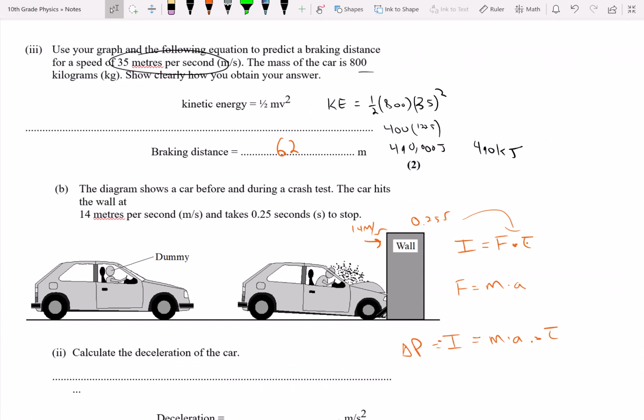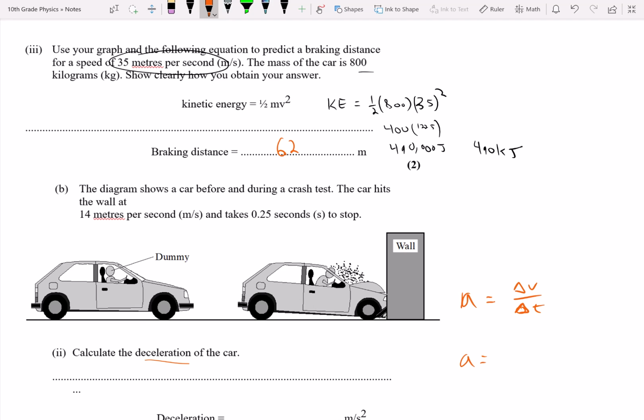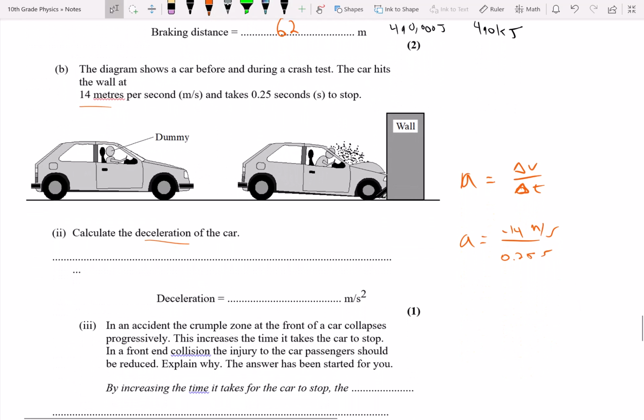Okay, now this one's more basic than it seems, right? So all we need to do is find the deceleration of the car. And so all we need to know is acceleration. What is acceleration? Acceleration is change in velocity over change in time. In this case, the change in velocity, it went from 14 meters per second to 0. So it decreased by 14 meters per second, and it took 0.25 seconds to do that, right? So it's 14 divided by 0.25, which is the same thing as 14 times 4.